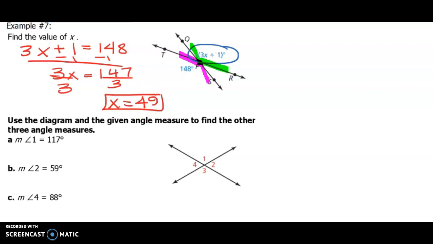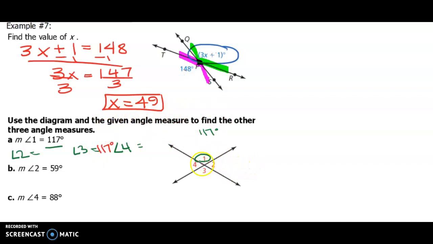All right. On the second one down here, and guys, A, B, and C are all totally separate scenarios. Okay, so do A, forget about it. Do B, forget about it. Do C, and forget about it. So A says the measure of angle 1 is 117 degrees. Okay, so this here is 117 degrees. Okay, now we have to find the measure of the other 3 angles. So we want to find the measure of angle 2, angle 3, and angle 4. Well, we know that vertical angles are congruent. So 1 and 3 are vertical, so that means that angle 3 has to be 117 degrees.